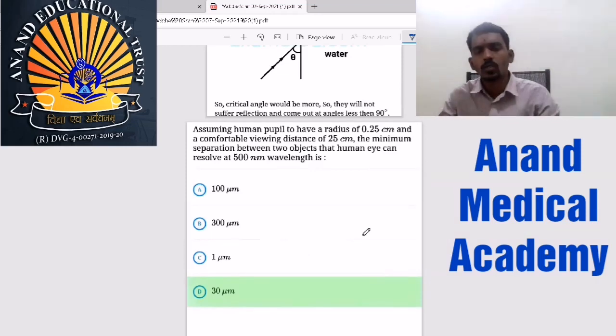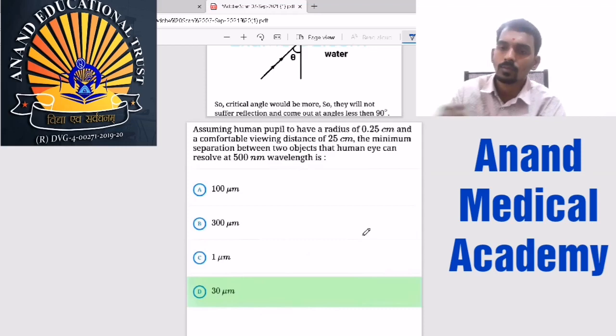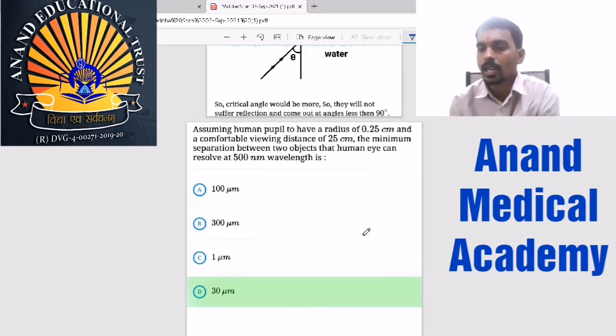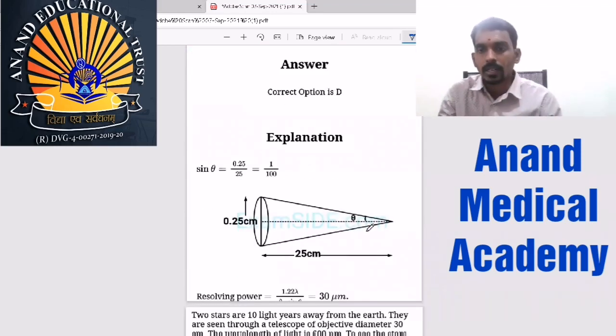Now see here, the human eye question I have taken. There is no guarantee that they can ask a human eye question or microscope or telescope. Anything, you just try to understand each and everything. Just remember the formulas. Like in case of human eye, what is the formula for myopia, and what is the formula for hypermetropia? What is the magnification for microscope and telescope? So direct formula based questions they can give you. So just try to understand.